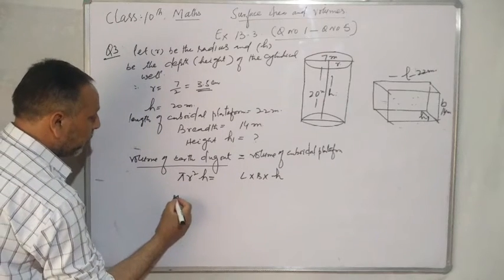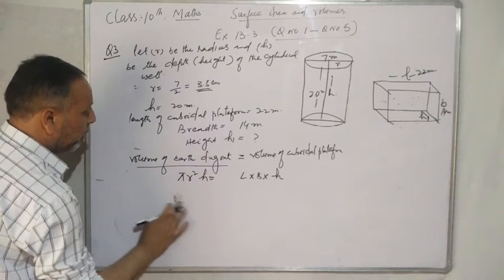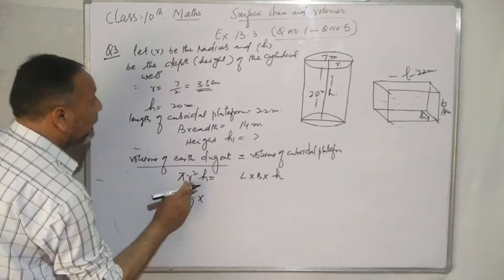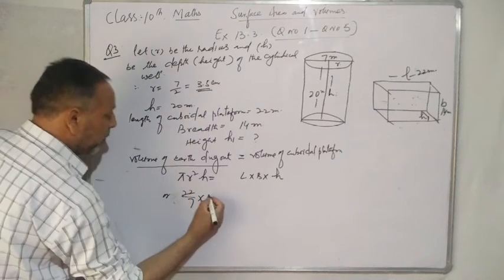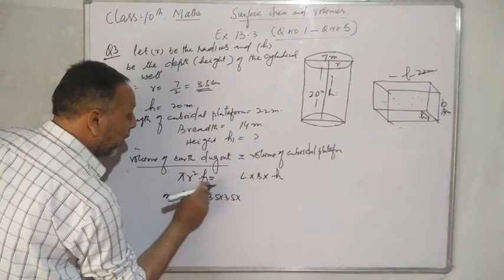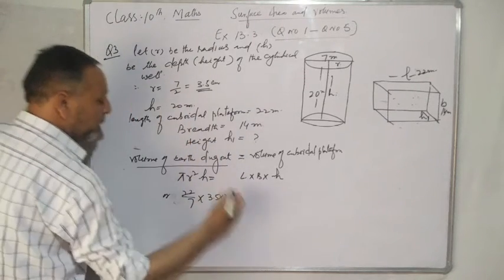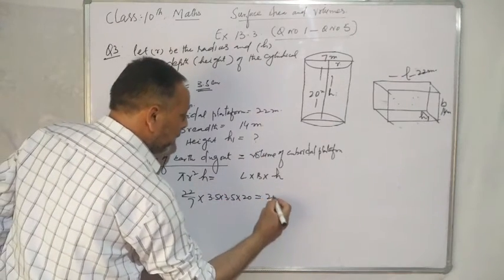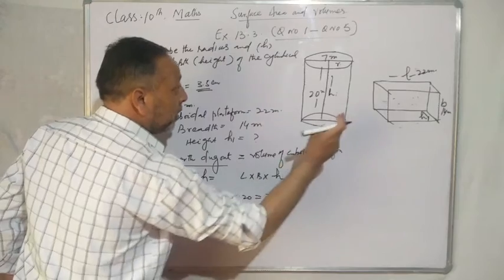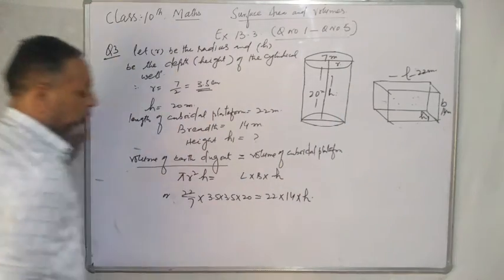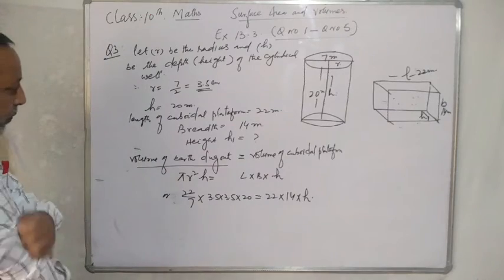I give the value of pi here, it is 22 by 7 into r. What is r? 3.5. It means 3.5 into 3.5 into h. What is h? 20 meter is equal to length, that is 22 meter, breadth, that is 14 meter, and height we have to find out.